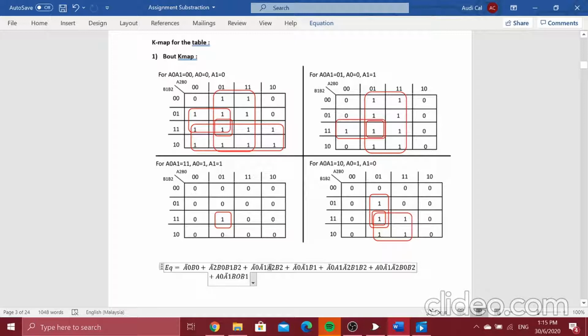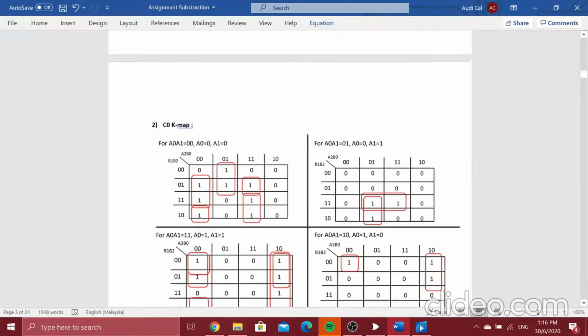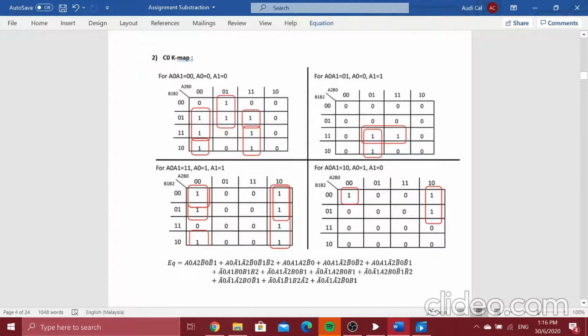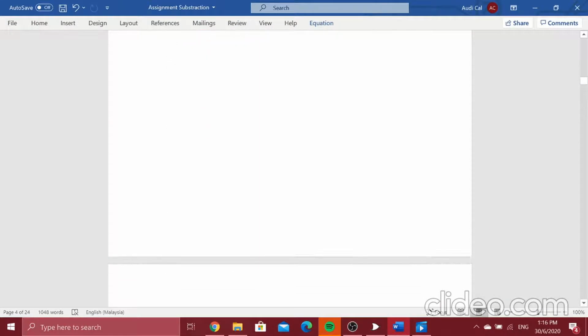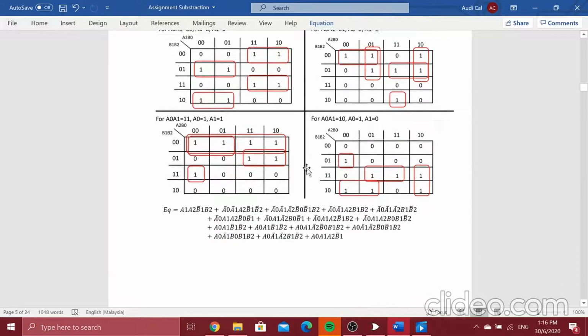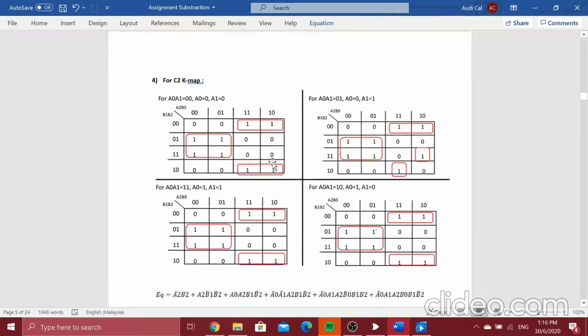So continue with my equation. My third equation is from this table, and then my fourth is from this circle, and then my sixth is from this table, and then my seventh is from this circle, and then my last equation is from this circle. And then I get my equation for my B output KMap. After that, I do the same with my C0 KMap output, and then with my C1 output KMap, and then with my C2 output KMap.